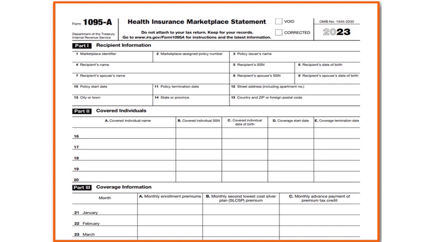I mean, you have other forms though. You have a Form 1095B and also 1095C. But I first want to focus on 1095A. So basically, you have recipient information, Part 1. Part 2, you have covered individuals. And Part 3, you have coverage information. And when we talk about coverage information, you have all kinds of months. So you have January, February, March, and so on and so forth. And it's one of those things where you have to have a clear idea what really works for you and what really applies to you, rather.